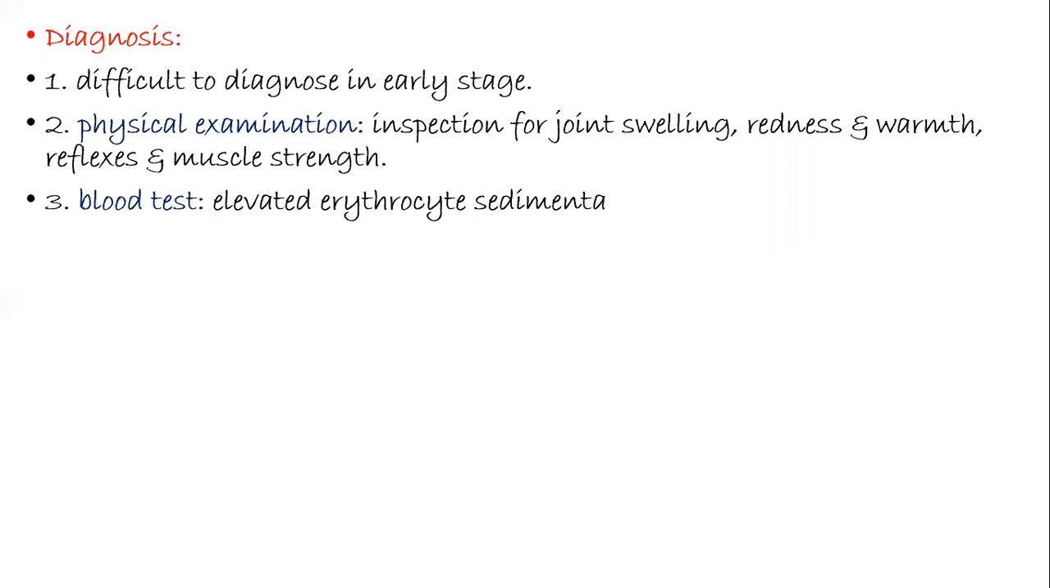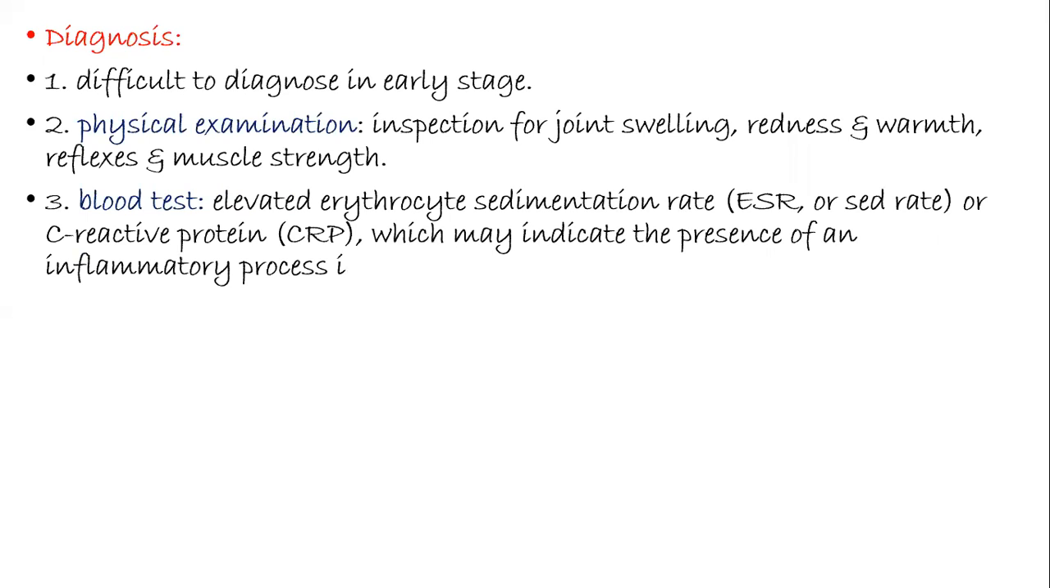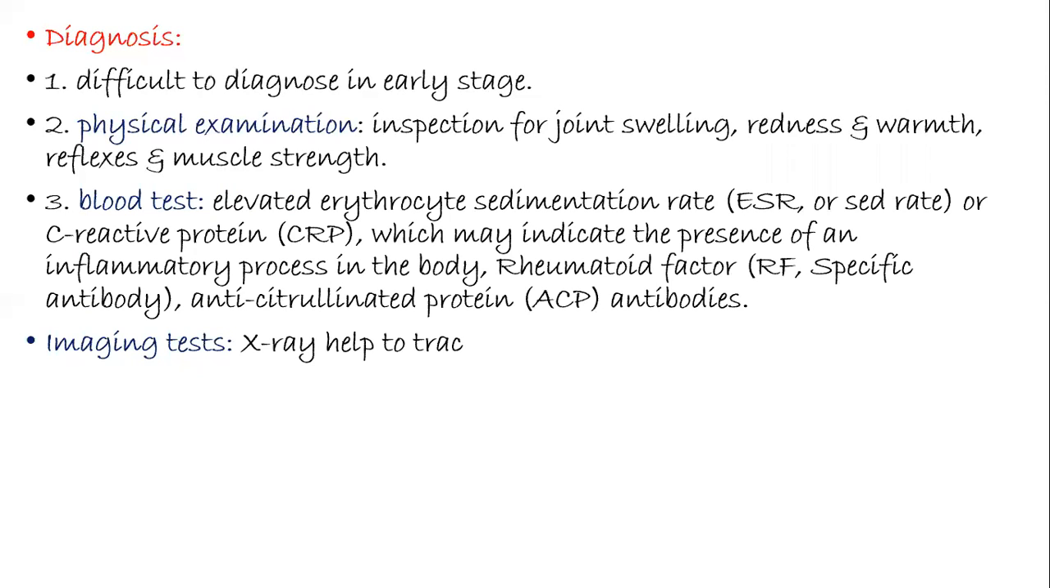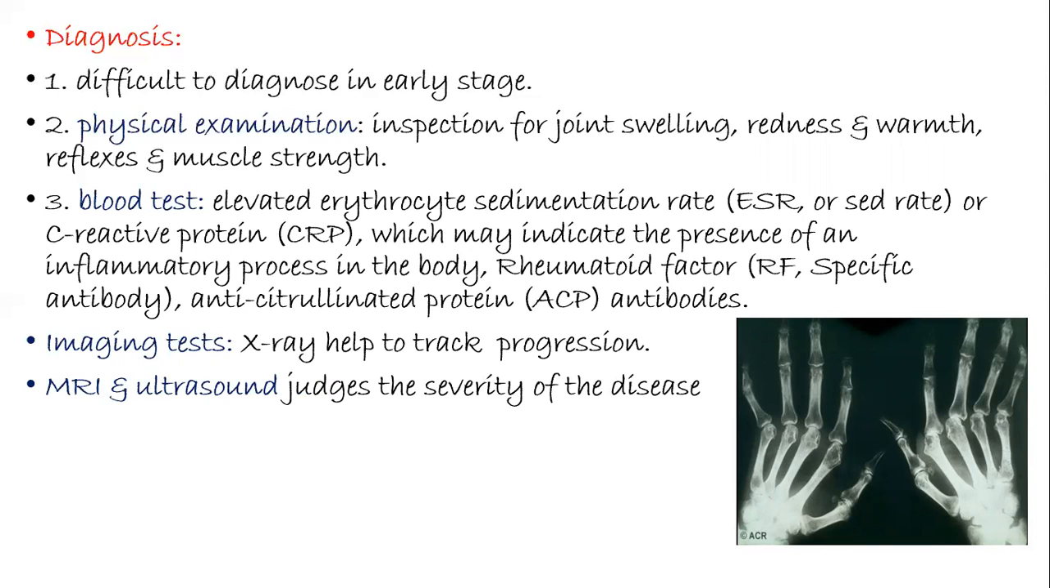He will evaluate the blood test for erythrocyte sedimentation rate, that is ESR or sed rate, or C-reactive protein, CRP, which may indicate the presence of an inflammatory process in the body, rheumatoid factor RF, and specific antibodies, anti-citrullinated protein ACP antibodies. Next, he might also perform imaging tests like X-ray to help track the progression. Then he might carry out MRI and ultrasound to judge the severity of the disease.